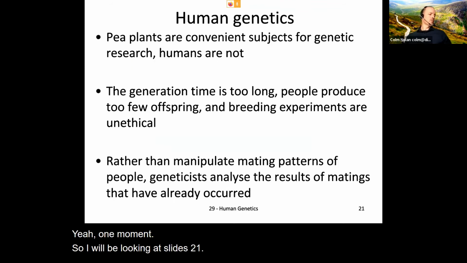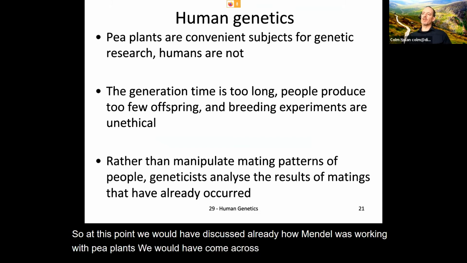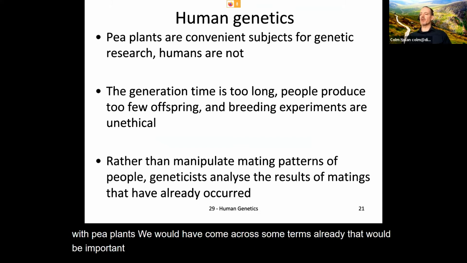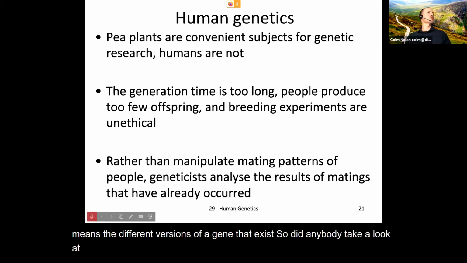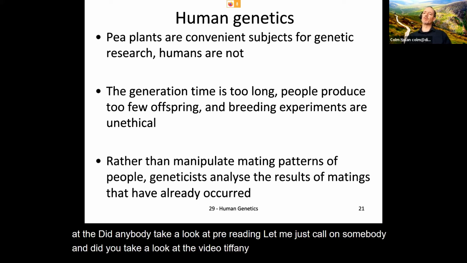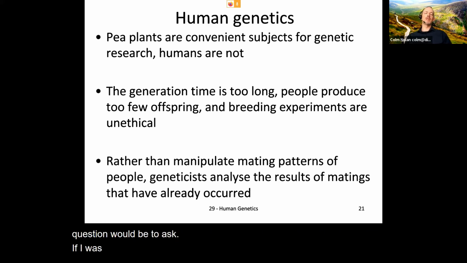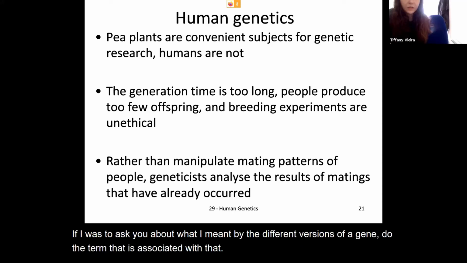Okay, at this point we would have discussed already how Mendel was working with pea plants. We would have come across some terms already that would be important for us. We would have looked at, for example, the term that means the different versions of a gene that exist. Did anybody take a look at the pre-reading? Let me just call on somebody. Did you take a look at the video, Tiffany? Or maybe a better question would be, if I was to ask you about what I meant by the different versions of a gene, do you know the term that is associated with that? Like the genotype and phenotype. Yeah, but a particular term.